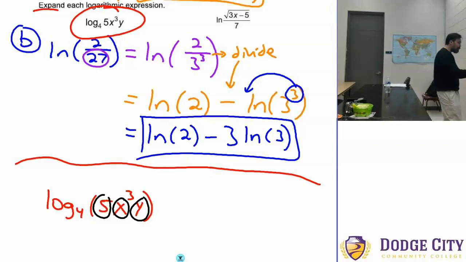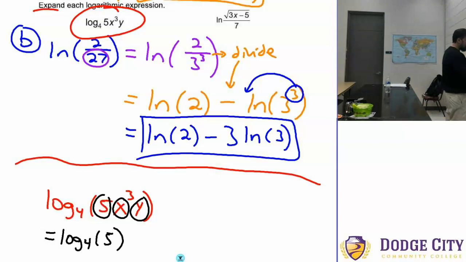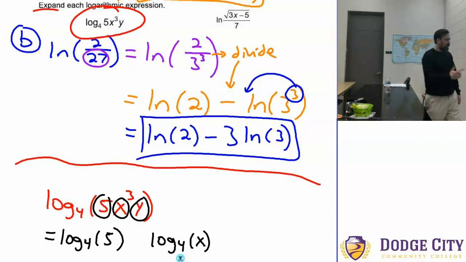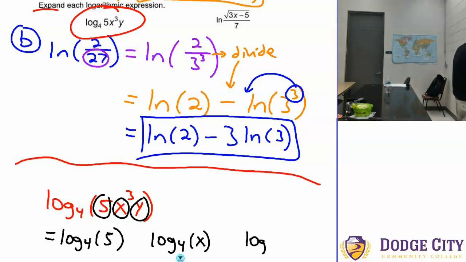So what we're going to end up with is log base 4 of 5. Sorry, it's a funny looking 5. Let's try that again. We'll have log base 4, so the base stays the same, of x, and we'll have log base 4 of y.